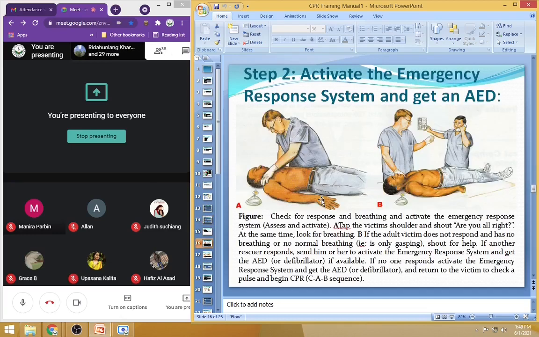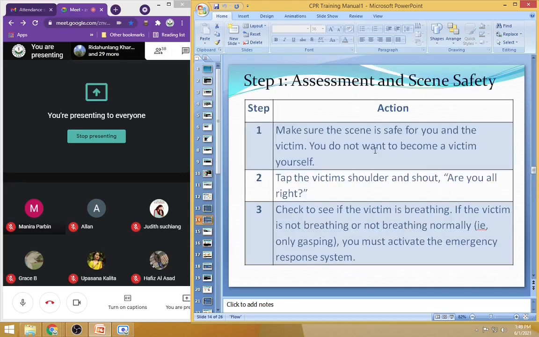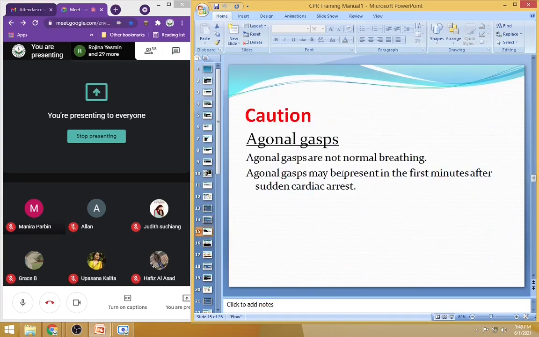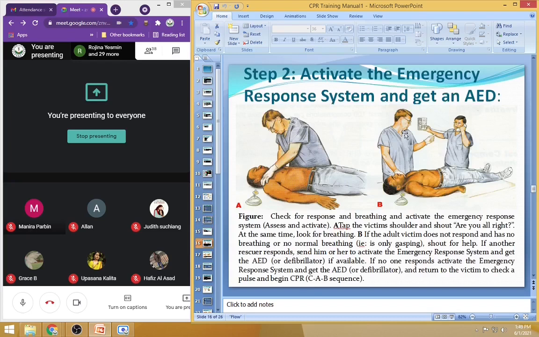Then next is to activate the emergency. If someone is not responding at all, you have to activate the emergency system. So when you do that, you check for the response, breathing, and activate the emergency response system. This is how you will do it.